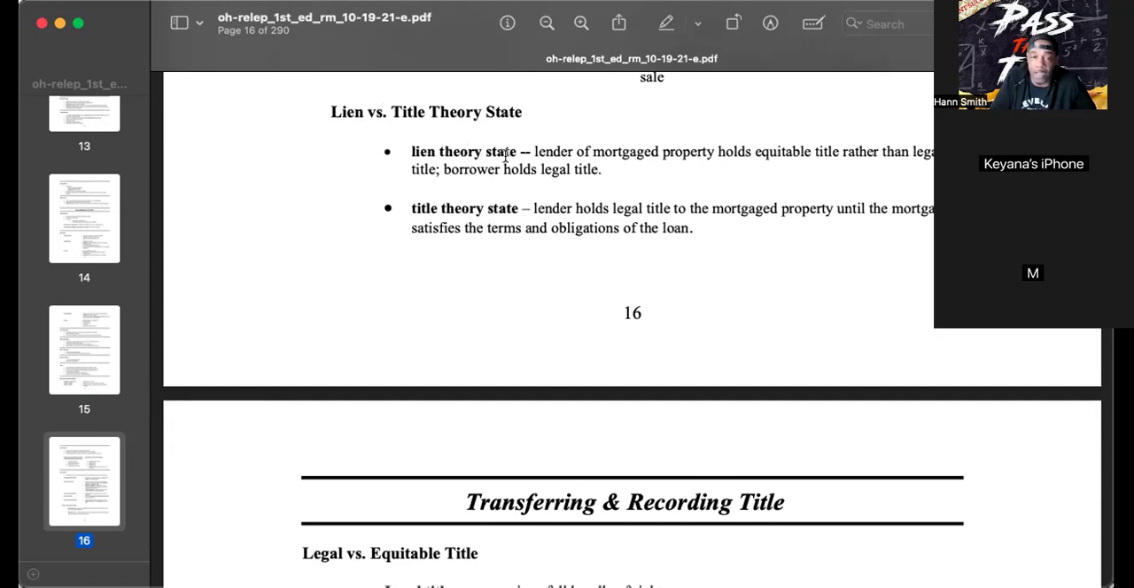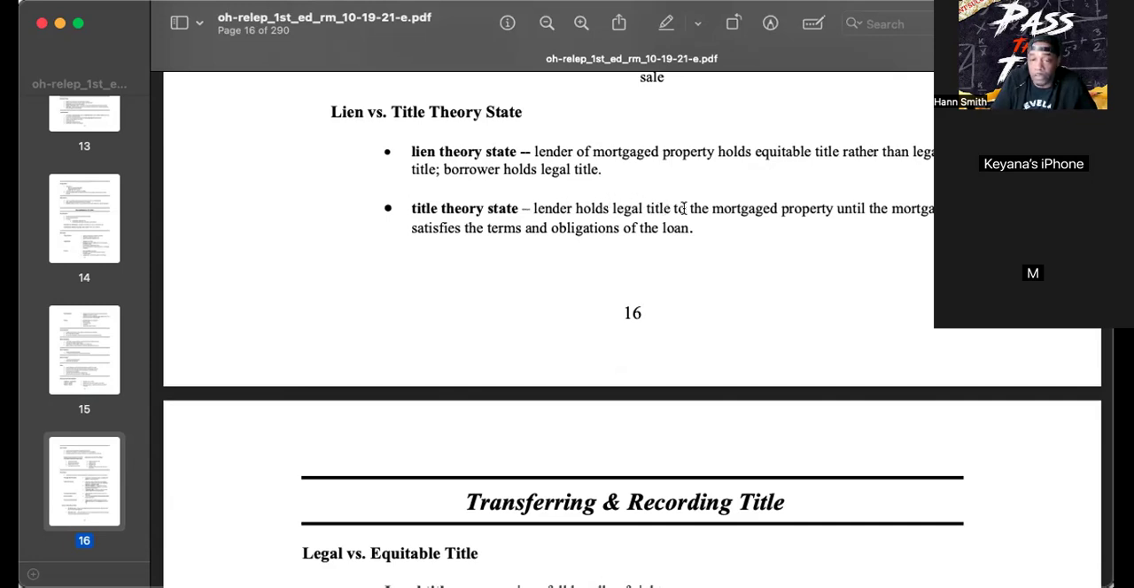Okay, so in a lien theory state, the lender of the mortgage property holds equitable title rather than legal title. The borrower holds legal title. Legally, they're the owner. In the title theory state, that's one where we use mortgages where the lien holder holds legal title. It stays in the lender's name, or they might put it in a trust or something like that.